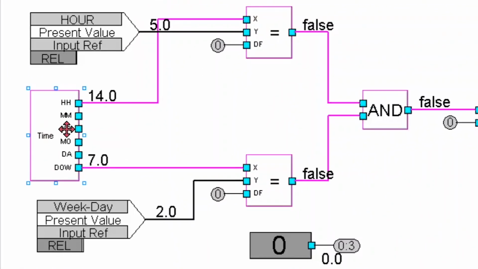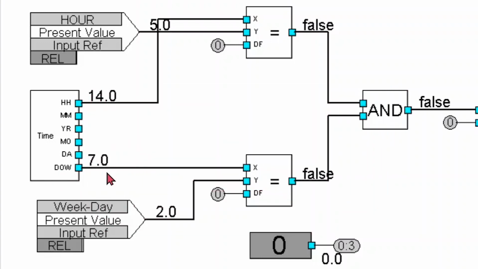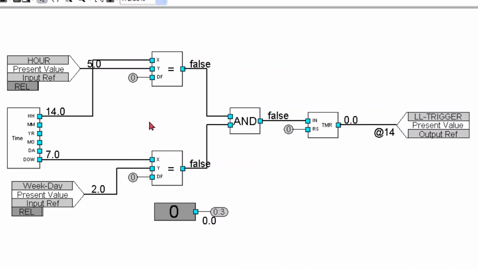I have a time module where I'm picking up the current hour of the day, and I'm picking up the DOW, day of the week. So in this case, today's Sunday, which is number 7, and it's 14 hours, which is 2 p.m. And what I'm doing, I'm comparing the current time and day of the week to my hour and my day of the week where I want my lead lag to trigger.